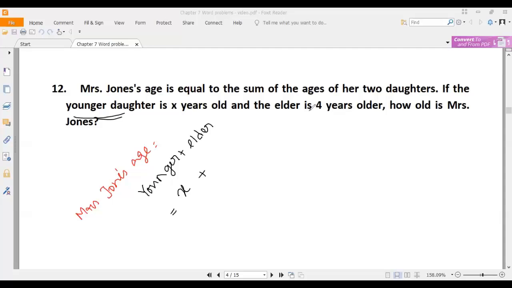What about the elder daughter? Elder daughter is 4 years older. That means X plus 4. If younger is X, elder will be X plus 4. Be careful. The question says younger daughter X, elder X plus 4. Why? Because she is 4 years older than the younger. That's why X plus 4. So what will be the final result? X plus X plus 4, that will be 2X plus 4 years.